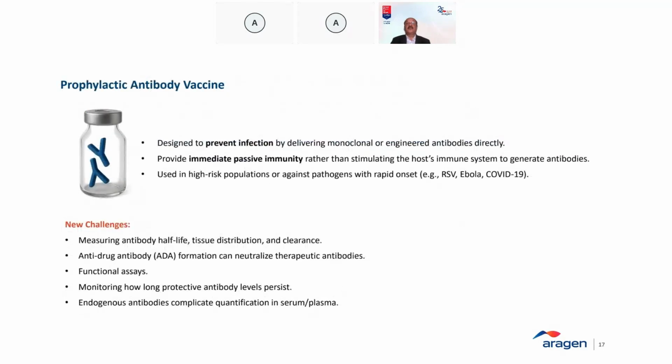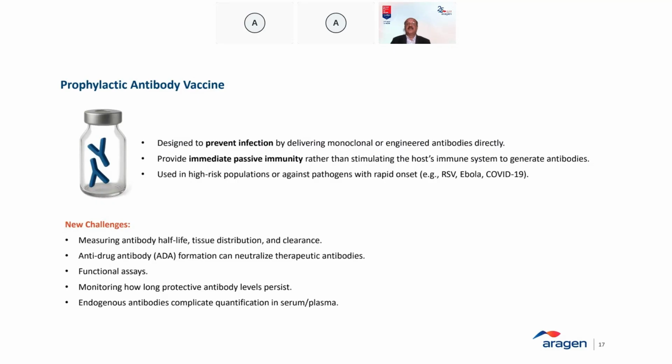The new class of vaccines, and I do call them vaccines because this was presented in the vaccine conference last year as well as this year, are prophylactic antibody vaccines. These are antibodies that are directly given to prevent infection and immediately give passive immunity to high risk populations. The best example is RSV antibodies, which are given to infants who are at a high risk of having an infection. It was also tried in COVID-19 and has been explored for Ebola infections as well.